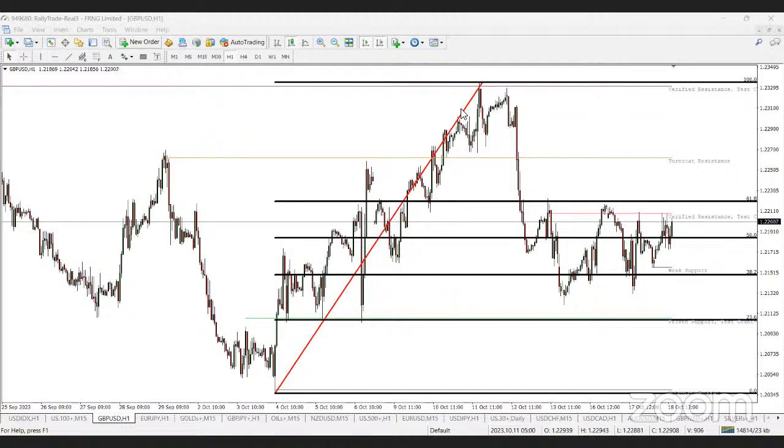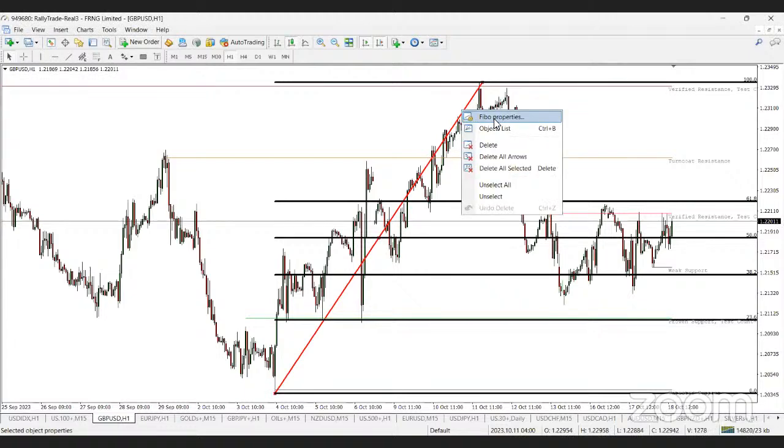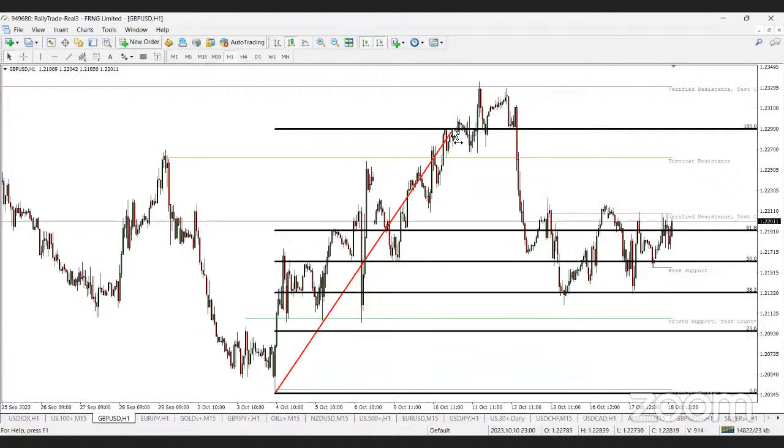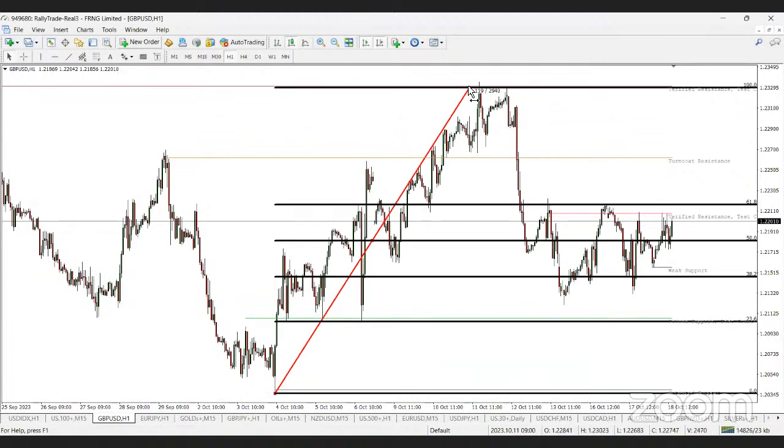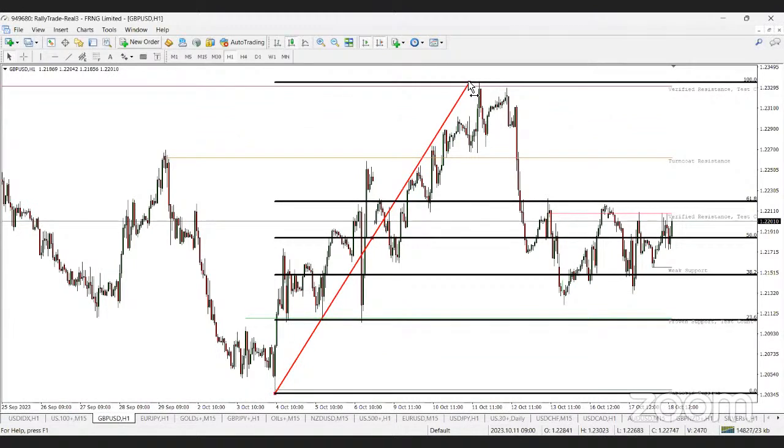For the person who missed how to do it, just double click on this line here, not the horizontal line, this slant line. Double click on it, right click and select Fibo properties. You'll be able to change the color there. Let me adjust this back up. Good. Okay, so that's how you draw it.